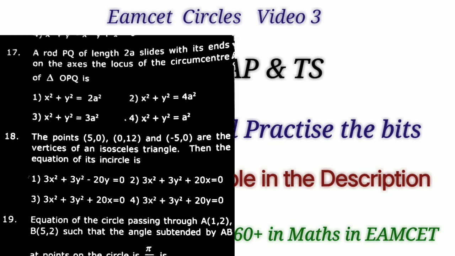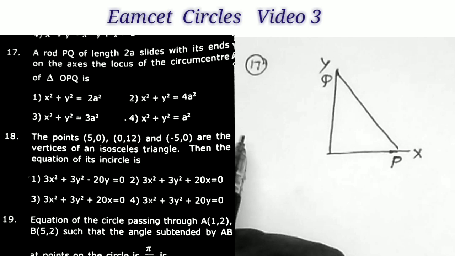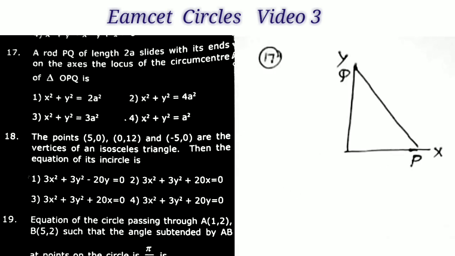Okay, let us start the class. Now this is sum number 17. The question is, a rod PQ of length 2a slides with its ends on the axis, then the locus of the circumcenter of the triangle OPQ is equal to.